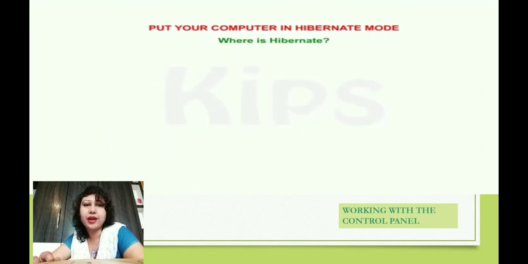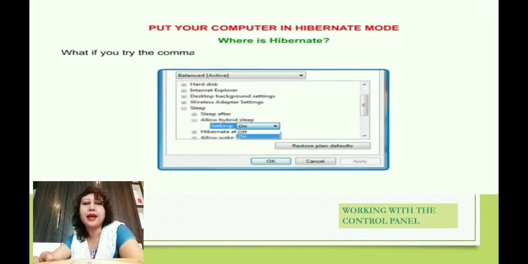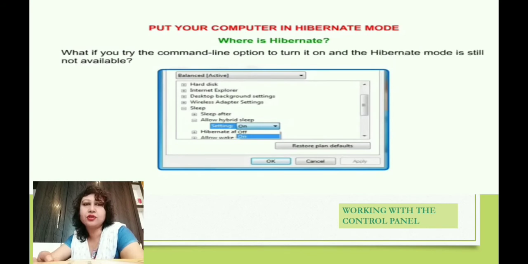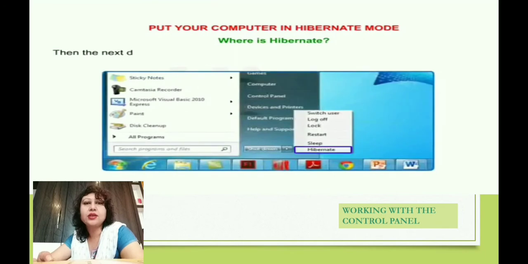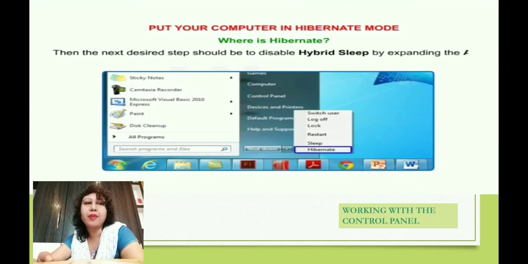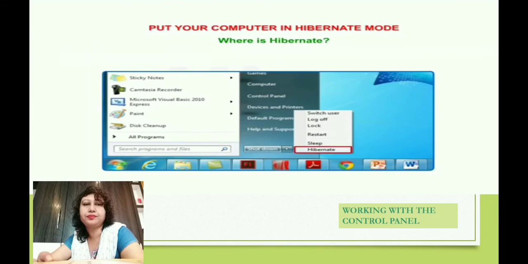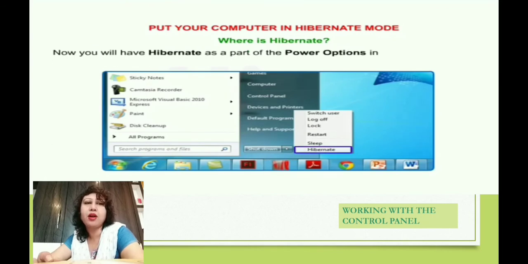So where is hibernate, if you don't find it in the command prompt? What if you try the command line option to turn it on and the hibernate mode is still not available? What can we do in such cases? Then the next step should be to disable hybrid sleep by expanding allow hybrid sleep and turning it off. Now we will have hibernate as a part of the power options in the start menu, and we will also get an option where we press Ctrl plus Alt plus Del.